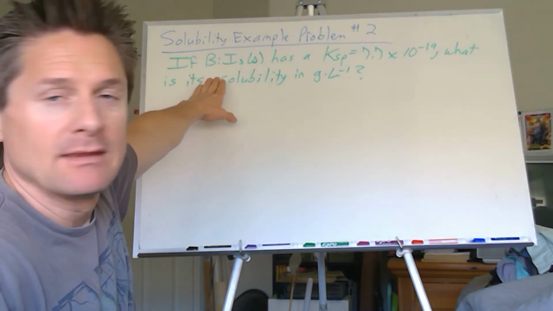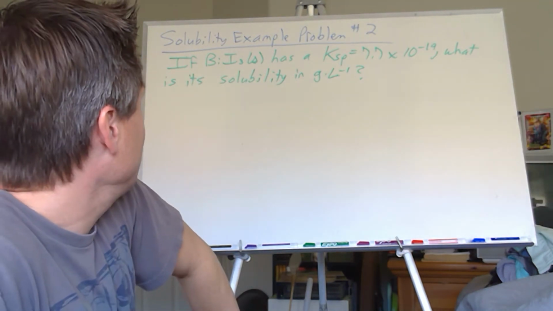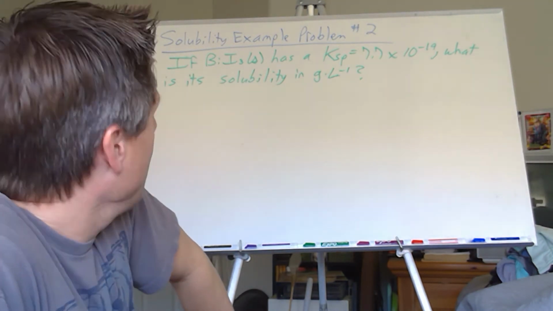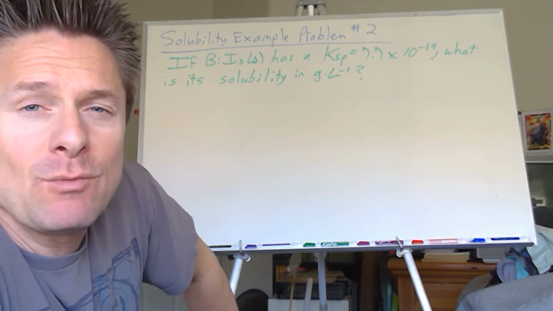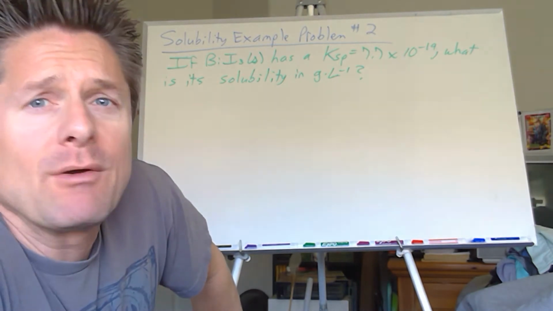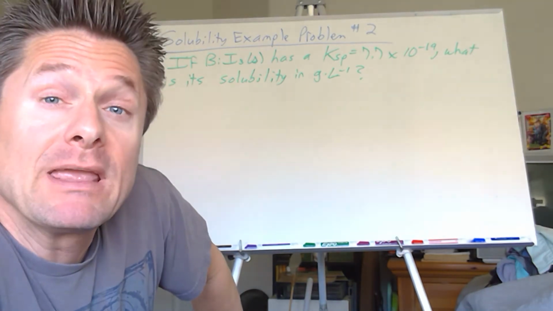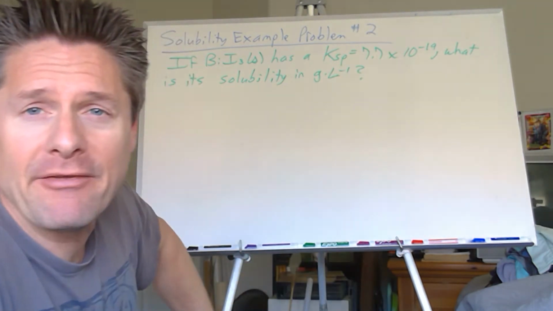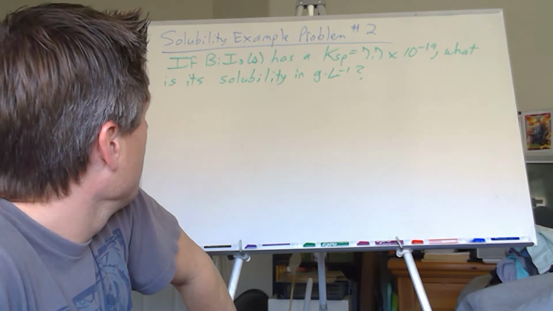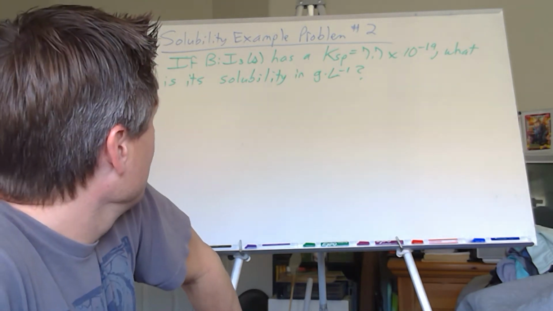All right. Let's say we got some bismuth 3 iodide, right? BiI3 solid. Now this one you'll see is for ours, we don't have it on our KSP table. So this is one I might give you on the test. So either I give you the KSP, so bismuth 3 iodide or bismuth iodide there.